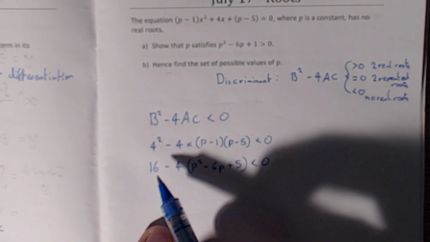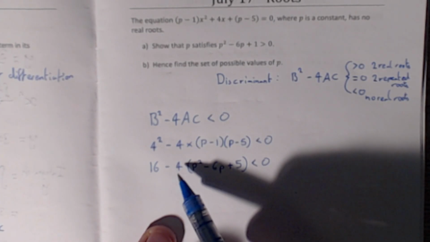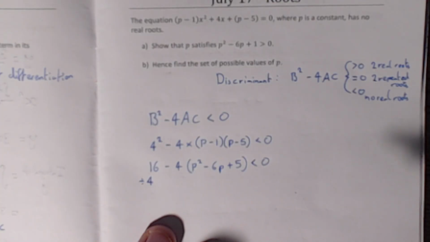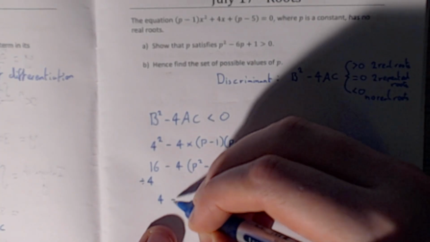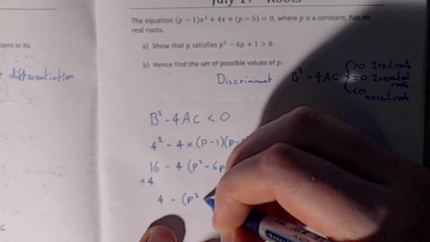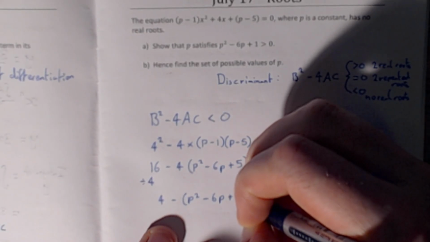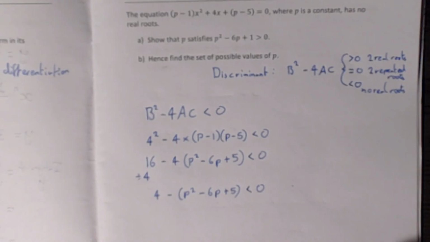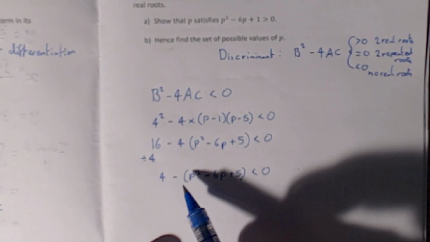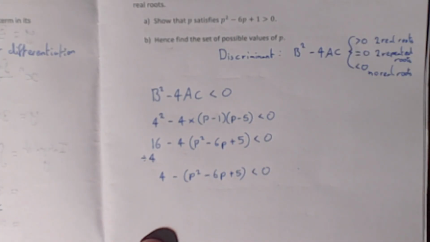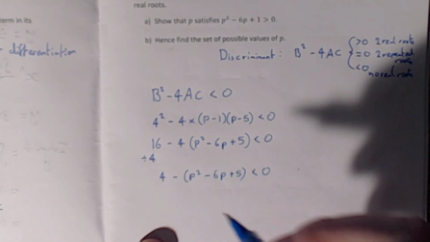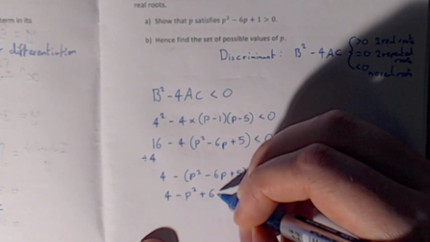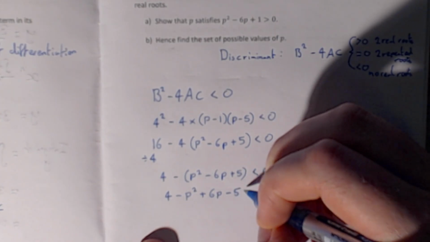We've just expanded that using whichever expansion method you prefer. We'll do a little bit of simplifying. I've noticed that there's a factor of 4 in both of these, so I could divide both sides by 4, and that should leave us with the same result. So we get 4 minus (p squared, take 6p plus 5) is less than 0. Now, a little bit careful here. We've got a minus in front of a bracket, so we don't want to accidentally flip signs when we don't want to. So we get 4, take p squared, plus 6p, take 5, is less than 0.